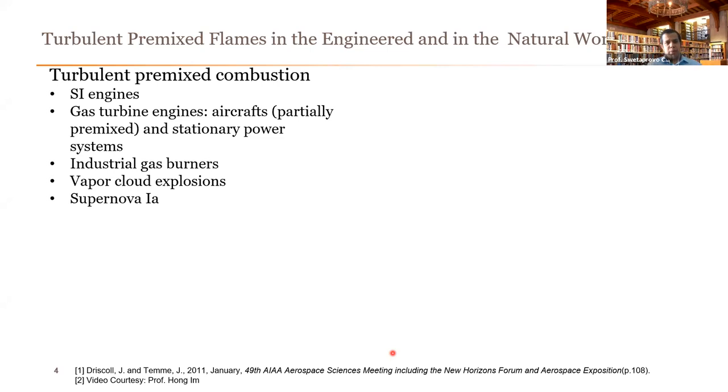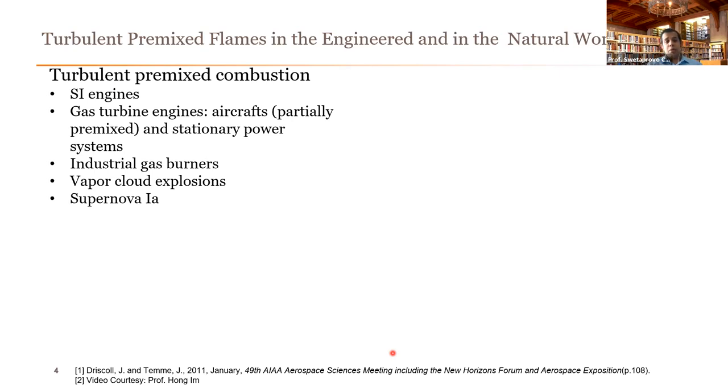And of course, stationary gas turbine power plants have used premixed flames for quite a while in their dry low NOx combustors. You can find premixed flames in industrial gas burners. Now, all these three examples that you find are essentially drivers of civilization. They drive cars, aircraft, make power, wonderful things.